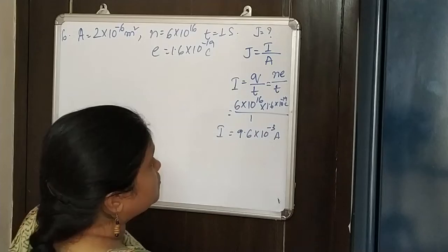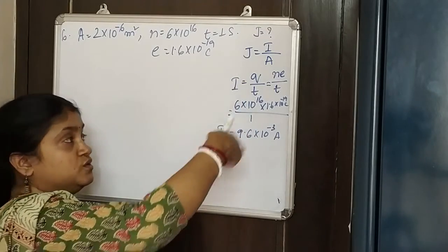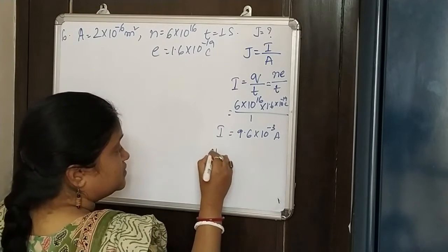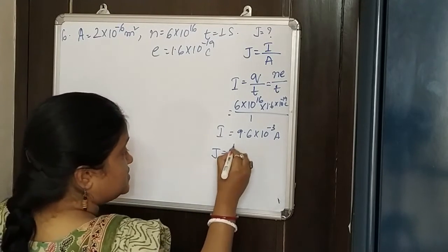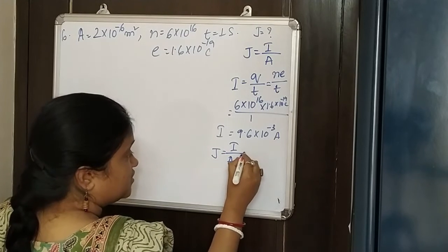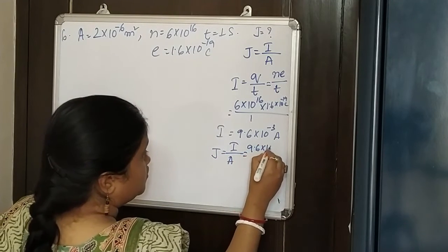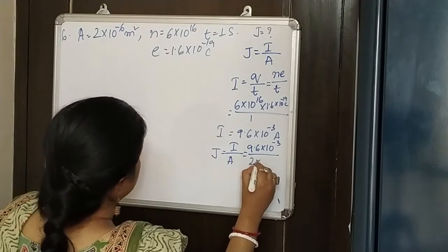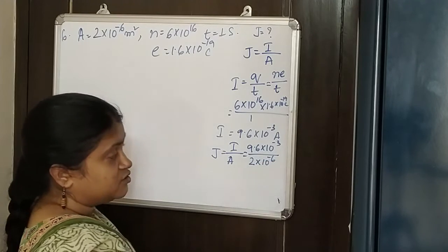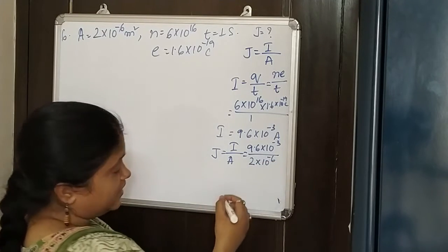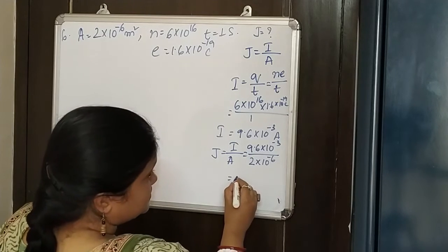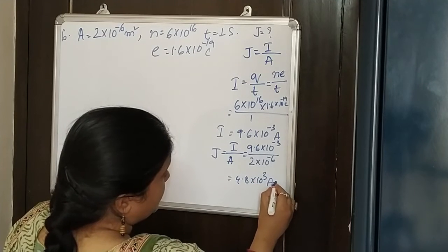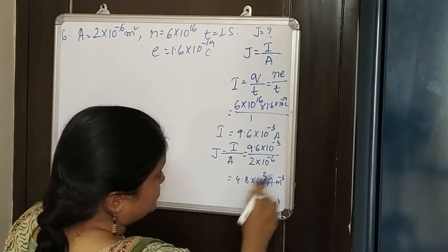This is the amount of current that is flowing through the circuit, or through this particular arrangement. Now I need to find the current density J. J is the current flowing per unit area. We already know the current, 9.6 into 10 power minus 3, and we have the area as 2 into 10 power minus 6 meter square. Once we substitute and do the calculation, we find this as 4.8 into 10 cube ampere per meter square.